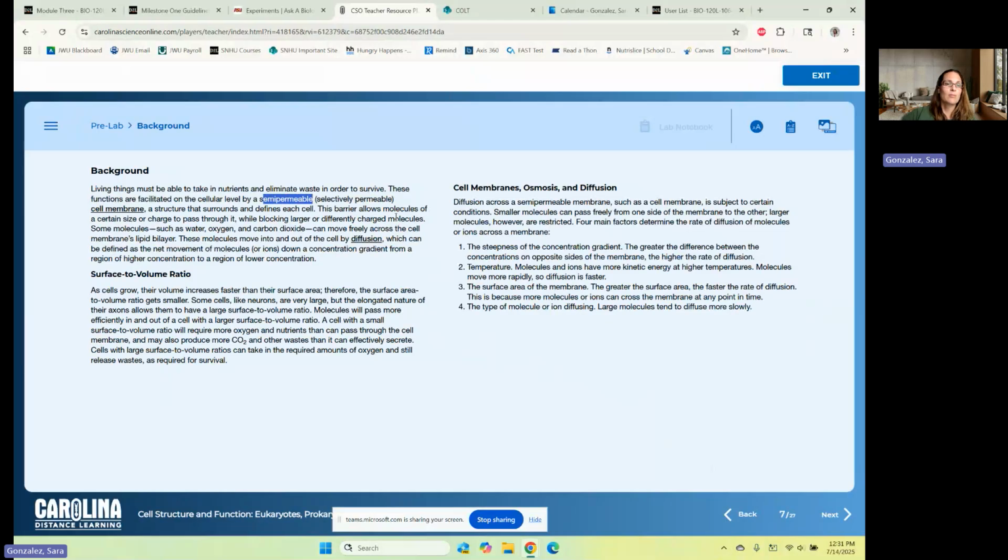So what does that selective permeability do? Why is it a good thing? And why is it not a good thing? It can be a not so good thing as well.